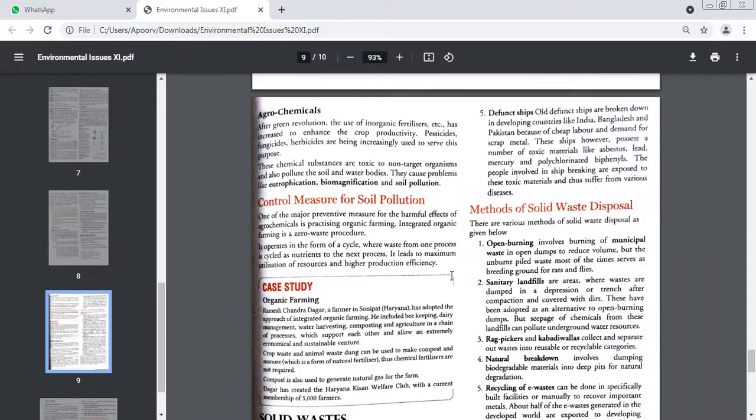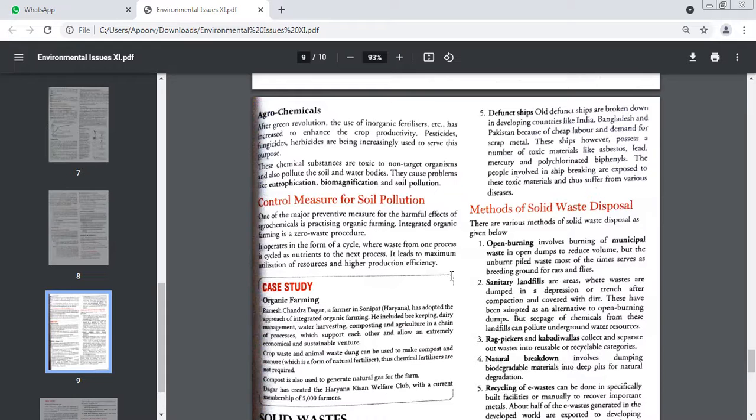Lead, mercury. Good. So now what to do? We need to dispose of them. There are many methods of disposing them. First is the open burning method. For municipal waste, we can use this method.